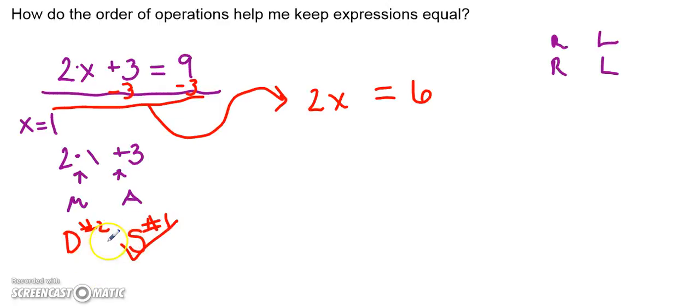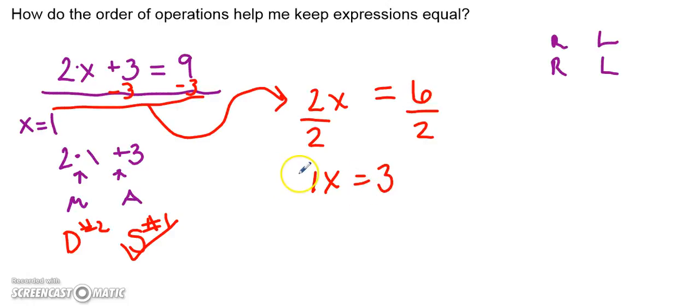Now I need to divide. I divide by 2 because I was multiplying by 2. I show that with a fraction bar because that's really just a division problem. So 2 divided by 2 is actually 1. So I'm left with 1x is equal to 6 divided by 2, which is 3.